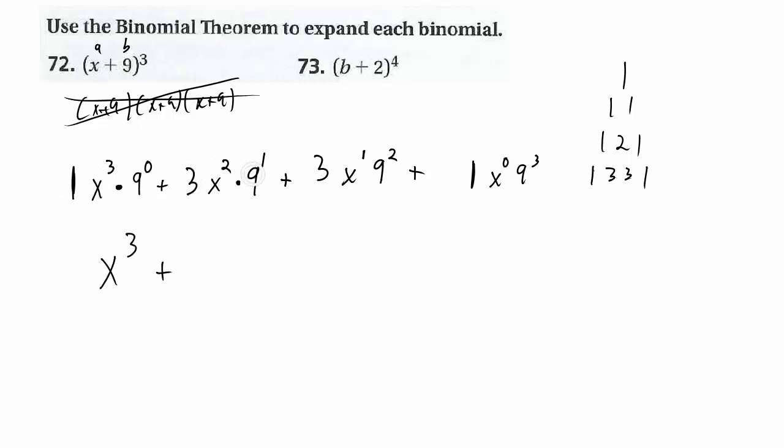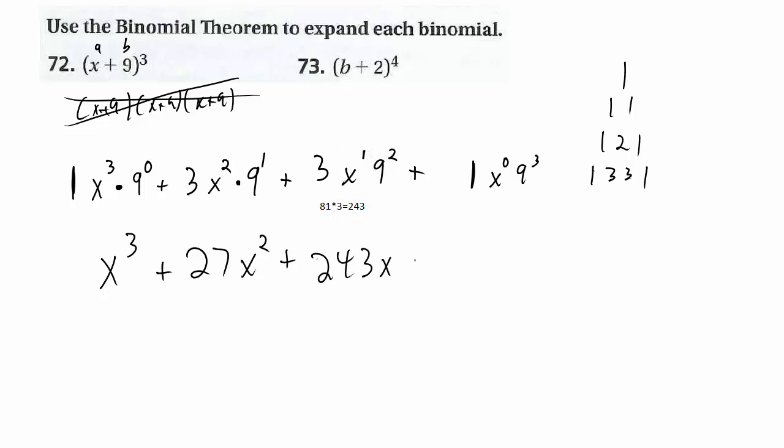Plus, well, I got a 3 times a 9 to the first, so that's 3 times 9, so that's 27. And then there's an x squared. Plus, let's see, 9 squared is 81. Then I got to do 81 times 3. I'm actually going to calculate that. 81 times 3, so that's going to be 243. I can write x to the first, but I'm just going to write x.